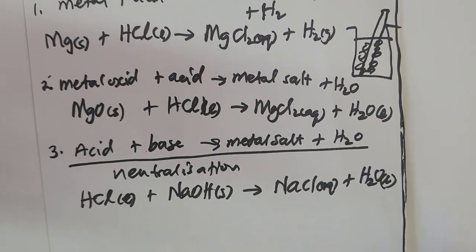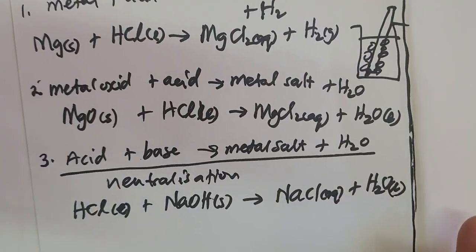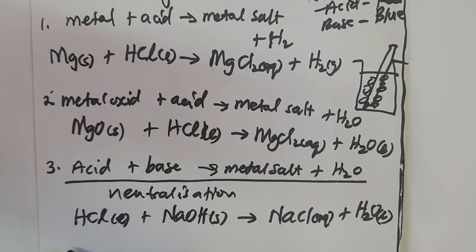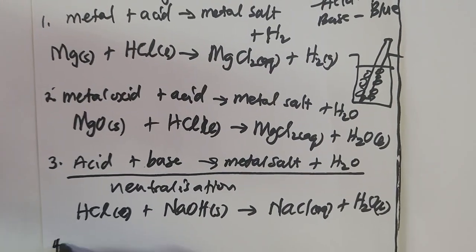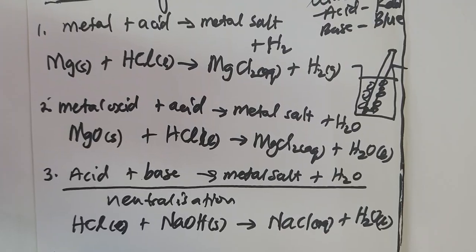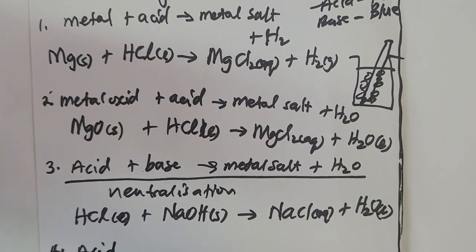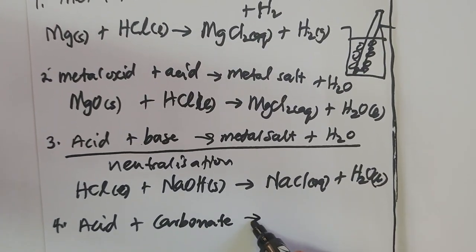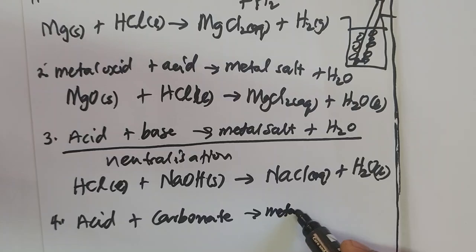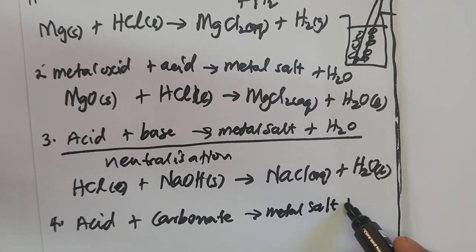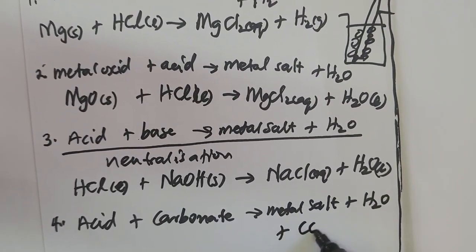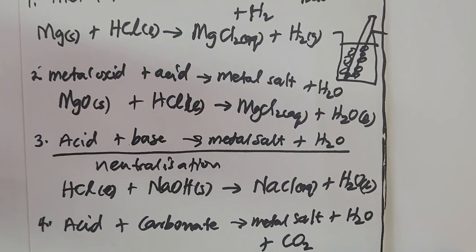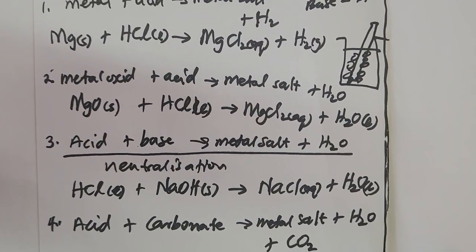In this case, remember, the base is neutralizing the harmfulness of the acid. So that's called neutralization, or ion exchange in the lower grades. And then the last one is when an acid reacts with a carbonate. It will form metal salt plus water plus carbon dioxide. Very important. This is the reaction you can even use to test whether your stomach acid is in excess.